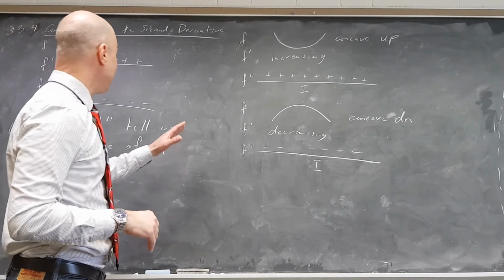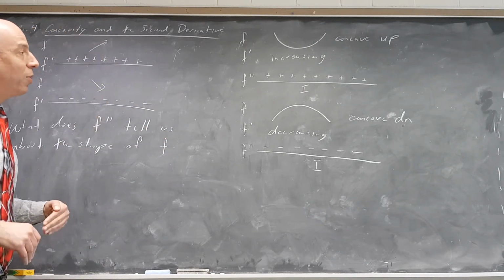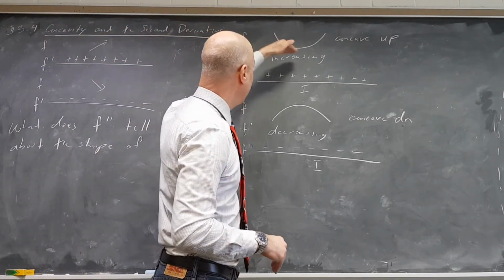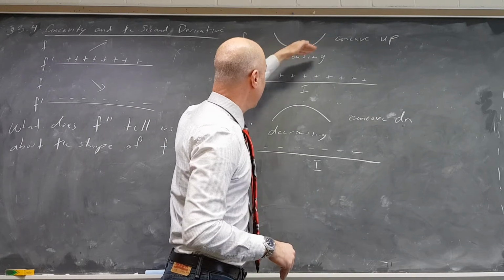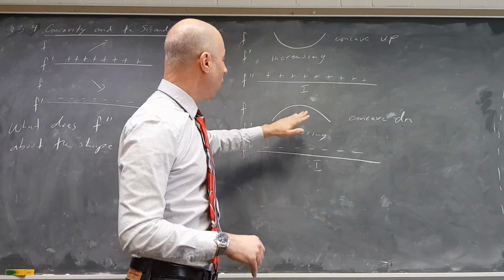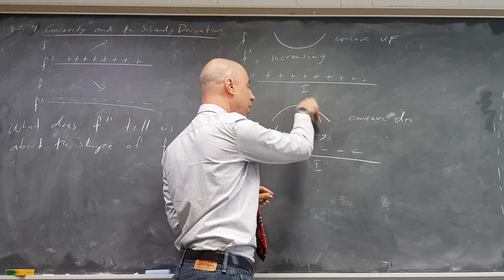So the first derivative tells you where a function is going uphill and where the function is going downhill. The second derivative tells us how the function is curving. Is it curving shaped like a valley, concave up with a cave in the top? Or is it curved shaped like a hill with a cave in the bottom, concave down?